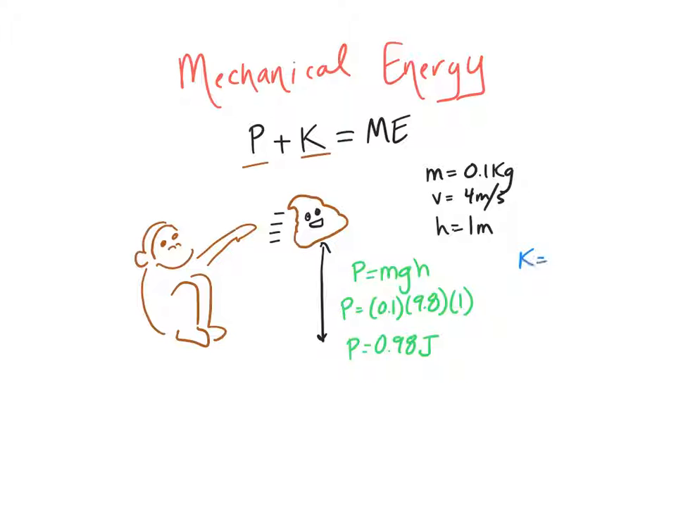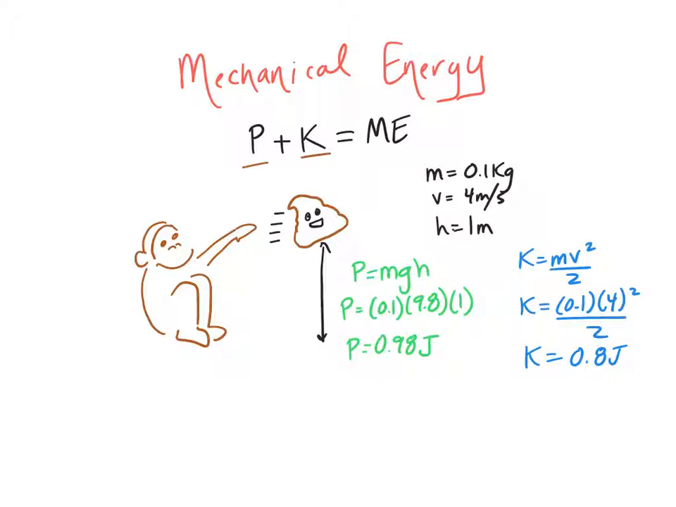Let's go after the kinetic. The kinetic energy is mv squared divided by 2. So kinetic energy is 0.1, velocity is 4 squared, divided by 2, and math, we get 0.8 joules.